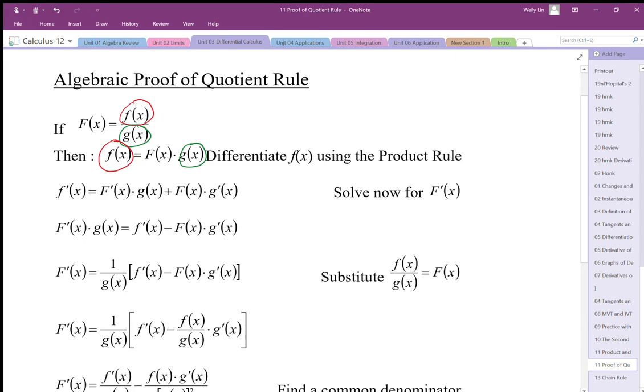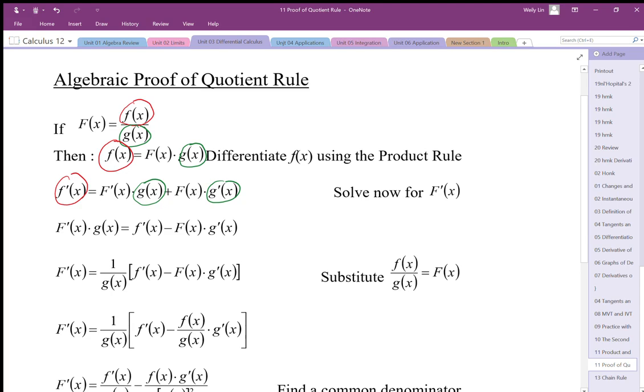And really what I want is big F prime. But I can differentiate this because I have the product rule. So I can apply the product rule. So the derivative of that, f prime, is going to be big F prime times g plus big F times g prime. Okay, so those are all the pieces there. This is just a product rule here.